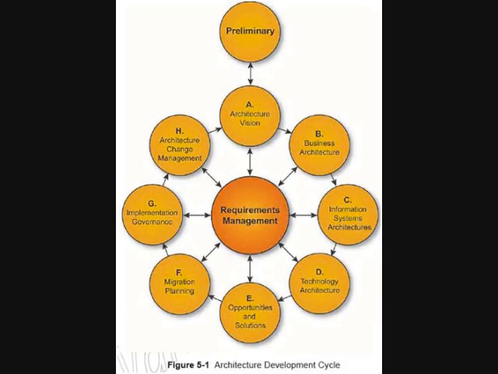Phases within the ADM are as follows: Preliminary Phase; Phase A, Architecture Vision; Phase B, Business Architecture; Phase C, Information Systems Architecture; Phase D, Technology Architecture; Phase E, Opportunities and Solutions; Phase F, Migration Planning; Phase G, Implementation Governance; Phase H, Architecture Change Management; and Requirements Management.